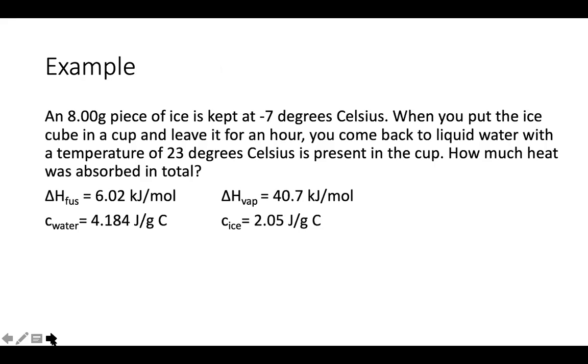Okay, so you have an 8-gram piece of ice, and it's -7 degrees Celsius. When you put the ice in a cup and leave it for an hour, you find that it becomes liquid water with a temperature of 23 degrees Celsius. How much heat was absorbed in total? The fact that they say how much heat was absorbed tells you that your Q value at the end should be positive, right? If it's absorbed the heat, it has to be a positive value.